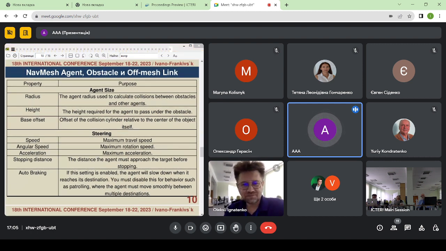In order to create a character that can move along the created navigation mesh, you need to add the NavMesh Agent component to its object. The settings are radius, height, base offset, and steering: speed, angular speed, which is the maximum rotation speed of the mobile robot, acceleration, stopping distance, and auto braking.